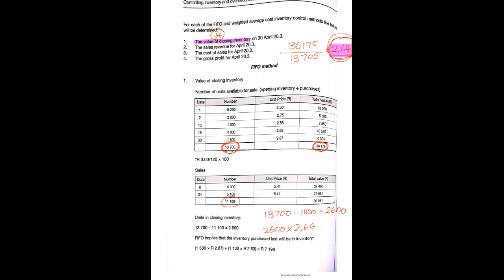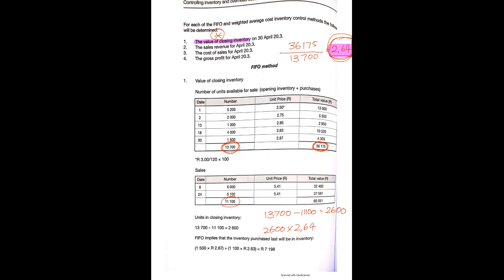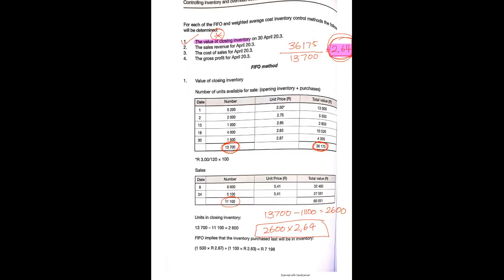So 2,600 times 2 Rand 64, and it's all here as well. So the weighted average price is 264. There's 2,600 units available, so 26 times 264 tells you your value of your closing inventory is 6,864. So that's question one done, your value of your closing inventory. It's the 2,600 units at 2 Rand 64, which is worth 6,864.